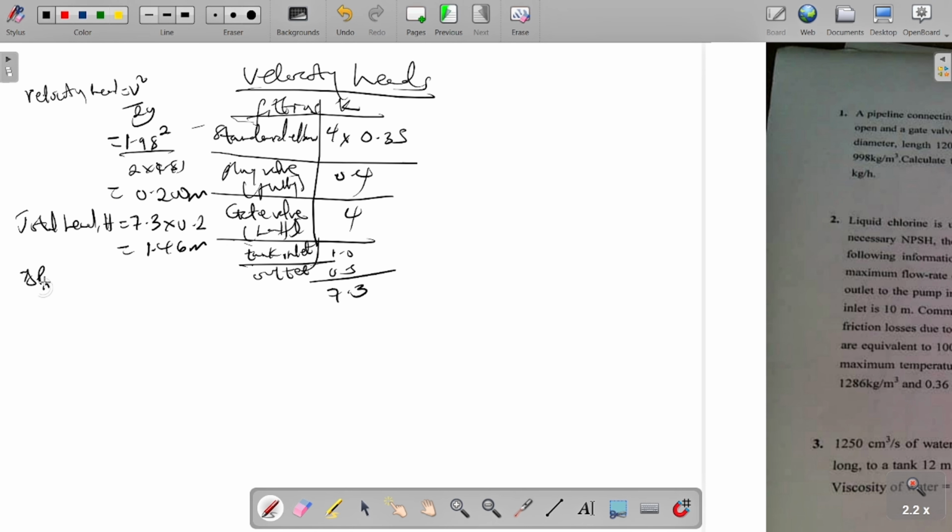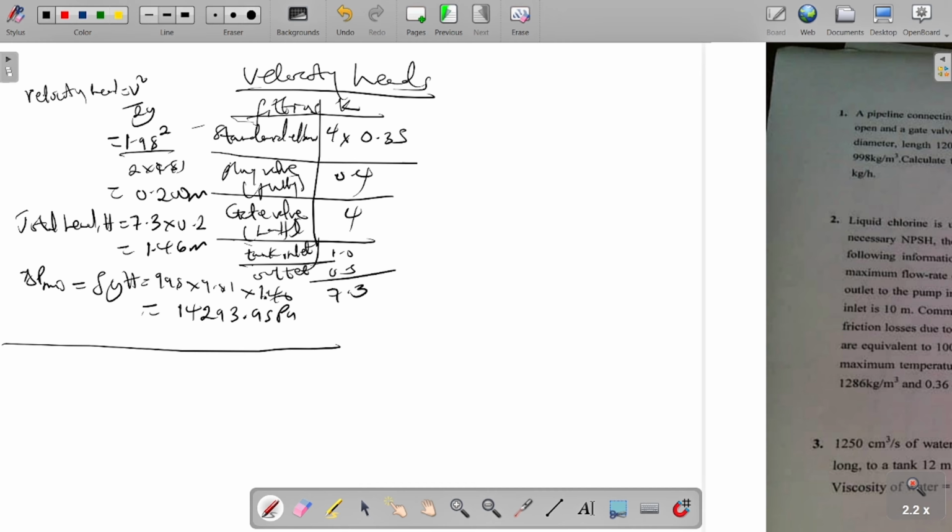So the pressure drop due to the miscellaneous equipment becomes rho g h, right? So the rho over here was given as 998 times gravity 9.81 times the total head, which is 1.46. We are converting the head to pressure in Pascal. So we get 14293.95 Pascal, right? So this gives me the pressure drop for just the miscellaneous equipment.